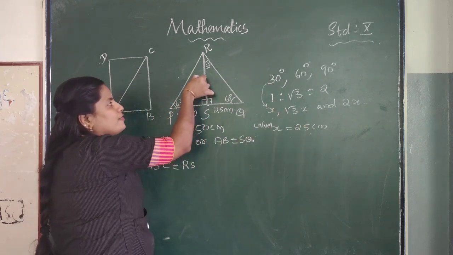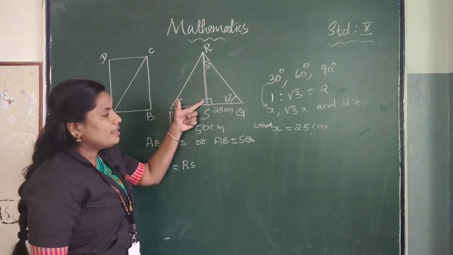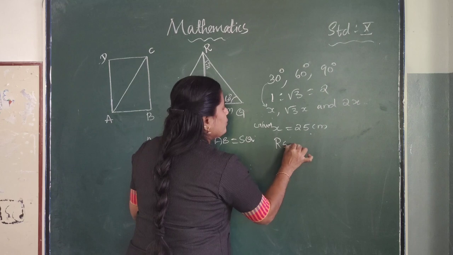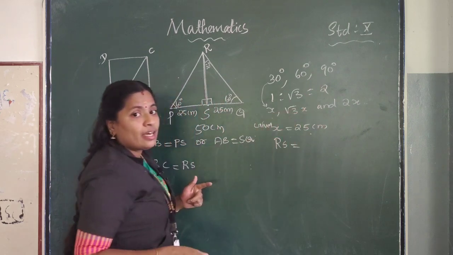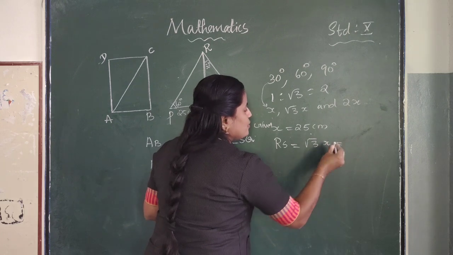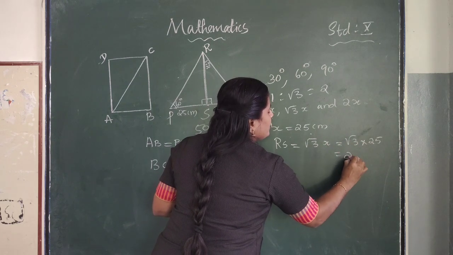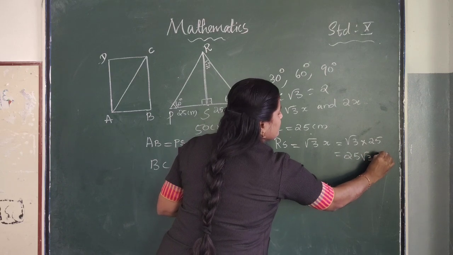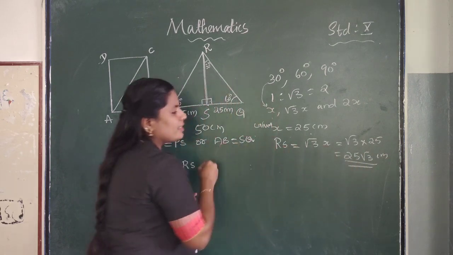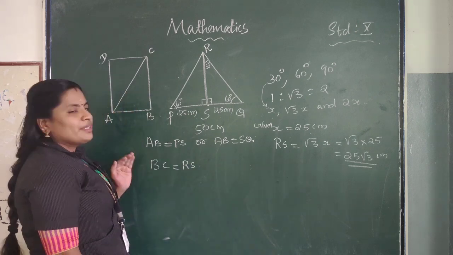Then opposite of 60 degree. Opposite side of 60 degree is RS. RS equal to 60 degree opposite root 3x. So root 3x is equal to root 3 into 25. That is 25 root 3 centimeter. RS equal to 25 root 3 centimeter.